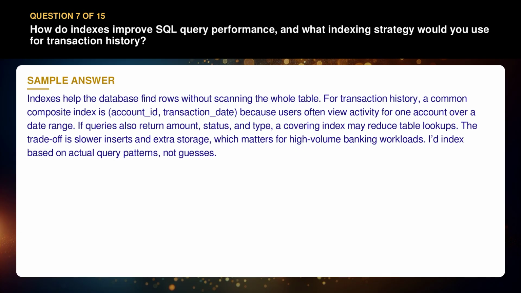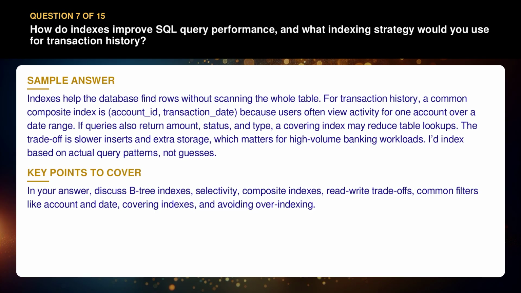Indexes help the database find rows without scanning the whole table. For transaction history, a common composite index is account ID, transaction date, because users often view activity for one account over a date range. If queries also return amount, status, and type, a covering index may reduce table lookups. The trade-off is slower inserts and extra storage, which matters for high-volume banking workloads. I'd index based on actual query patterns, not guesses.